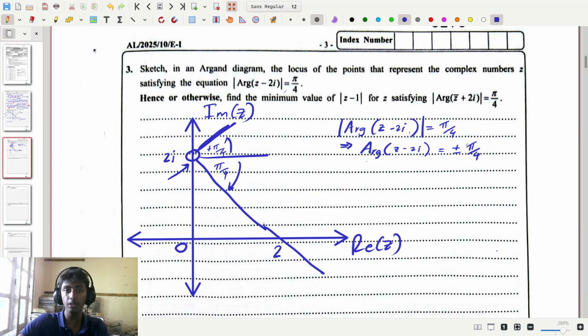The argument of 0 is undefined, and for that reason, there's a hole at this point. So now, this is pretty much what we're going to be drawing for the Argand diagram for the first question. The second part of the question requires us to draw a bit more.